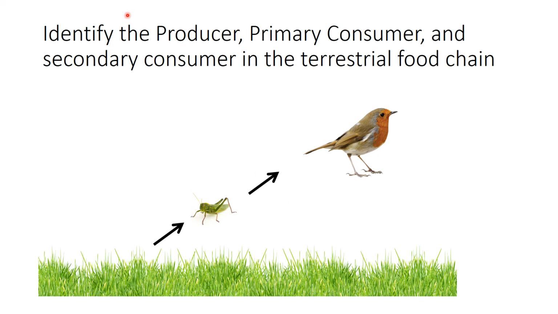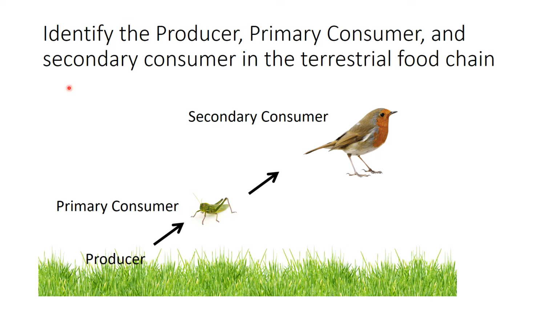Identify the producer, the primary consumer, and the secondary consumer in this terrestrial food chain. Go ahead, see if you can do that. Push pause if you need to. All right, the producer is the grass. Maybe you figured that out because it's green, but the grasshopper is also green, so that might throw you off. The producer is the grass. It does the photosynthesis. The primary consumer eats the grass. The secondary consumer eats the primary consumer. It's nice and easy and linear here. It's not always that way, but we're simplifying it.